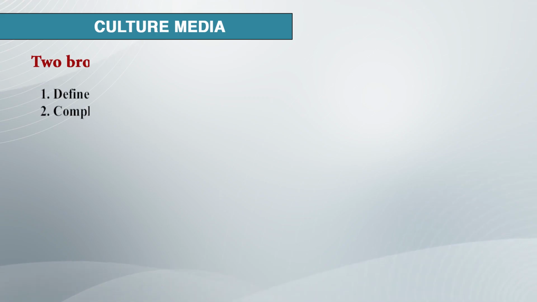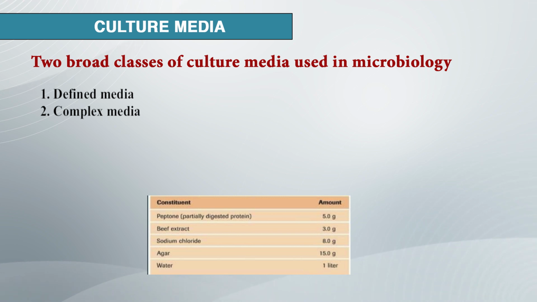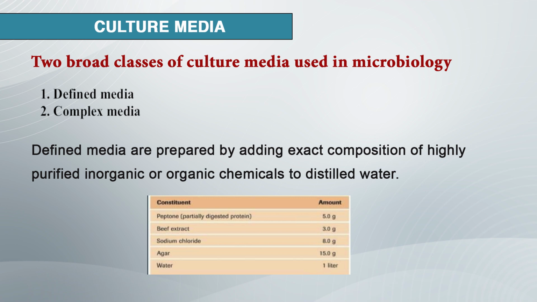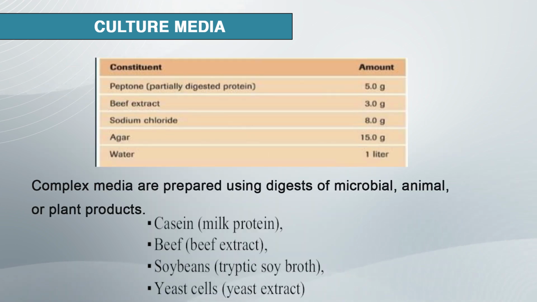The culture medium is a gel or liquid that contains nutrients and is used to grow bacteria or microorganisms. They are also termed growth media. There are two types. First, defined media, second, complex media. Defined media are prepared by adding a strict composition of highly purified inorganic or organic chemicals to distilled water, that is NAM, nutrient agar media.